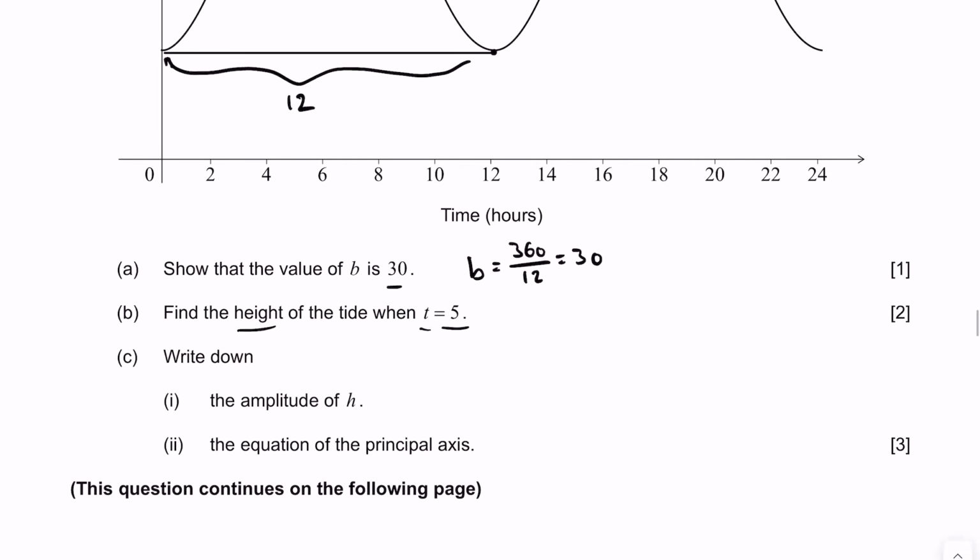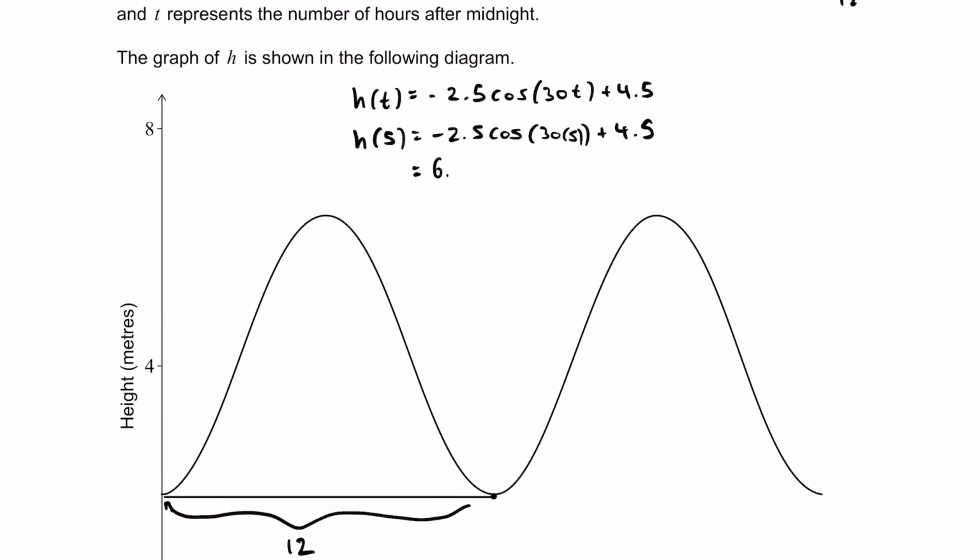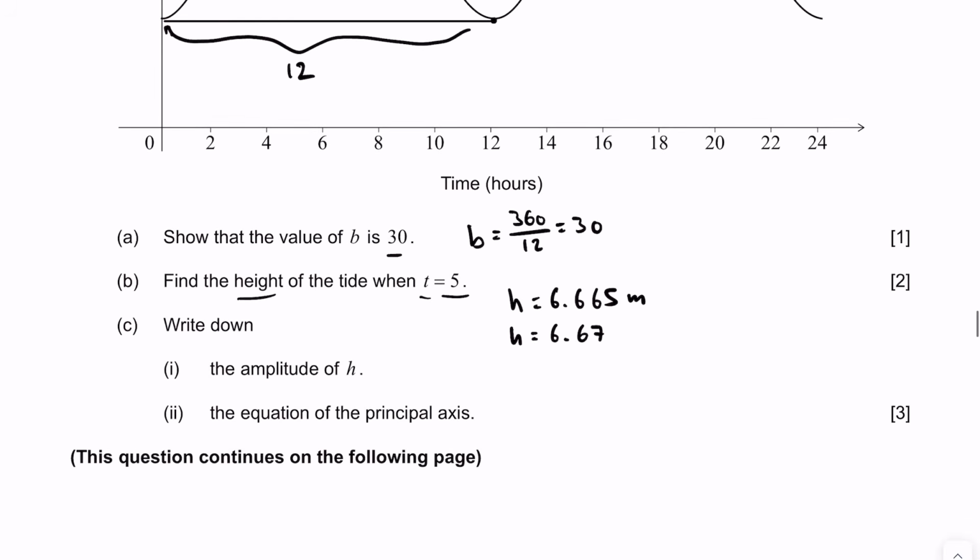Find the height of the tide when t is equal to 5. Sorry, I think I might have said time back there, but really the height is 6.665. So height is equal to 6.665 meters, or to three significant figures, this would be 6.67. And there's the answer right up here again as well. Okay. Moving on.